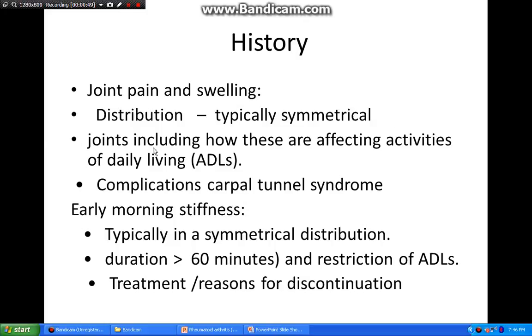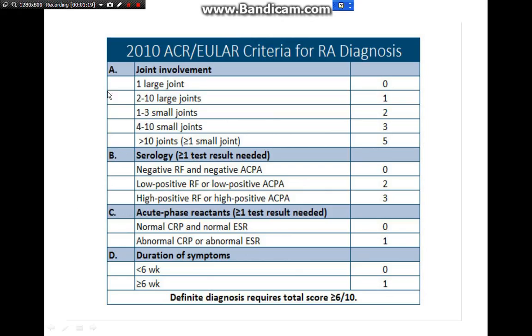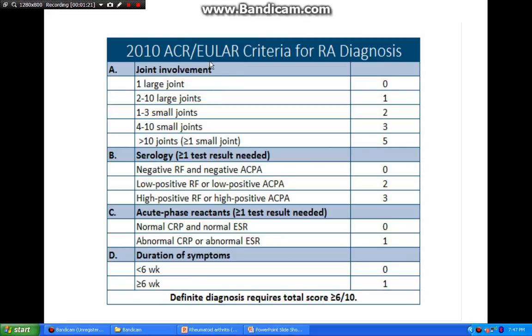Then you have to ask how day-to-day activity is affected. That is quite important, how he or she is affected by this. And you have to look for any complication that has developed, such as carpal tunnel syndrome, which is one of the complications. You have to ask about the early morning stiffness, how long it persists, whether it is symmetrical or not, and whether it is more than 60 minutes. Also you have to ask if the patient is taking any medications, and whether continued or discontinued.